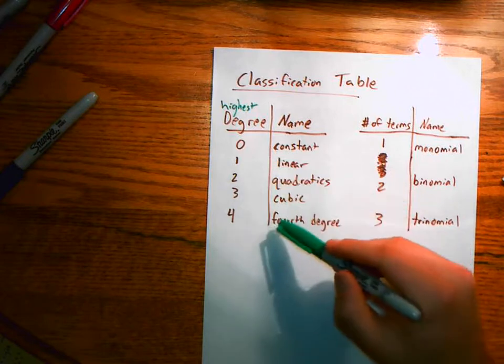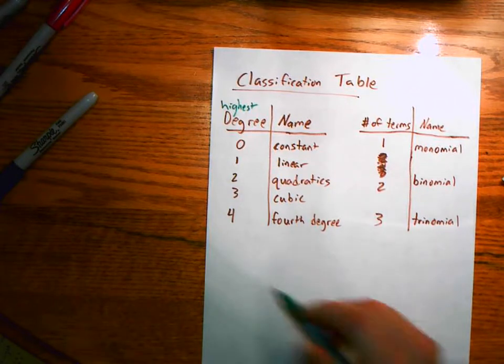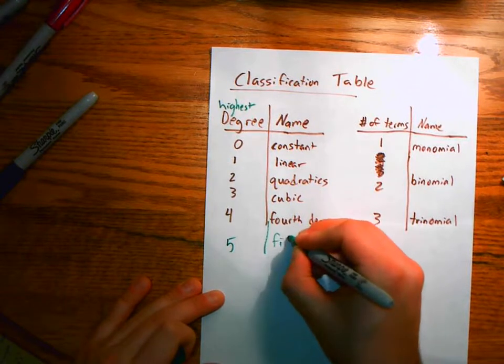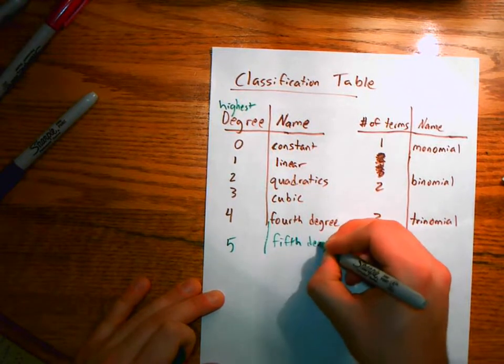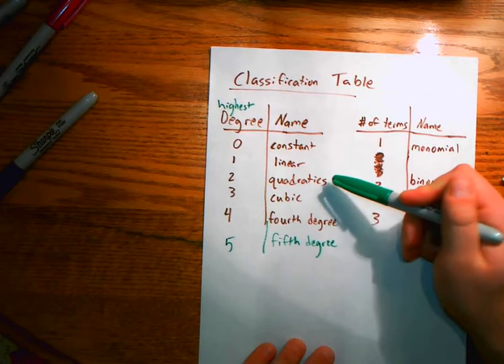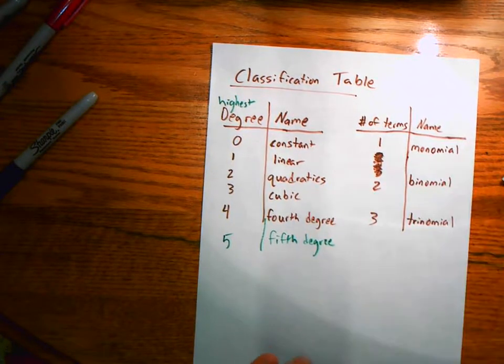And I only wrote up to 4 because when you go up to 5, it becomes 5th degree and then 6th degree, but I didn't want to write that all the way out. You should be familiar with 0 through 4 as constant, linear, quadratic, cubic, and 4th degree. Make sure you understand a quadratic because that's what we're going to hit on most for the rest of the quarter. Quadratics is a big focus.